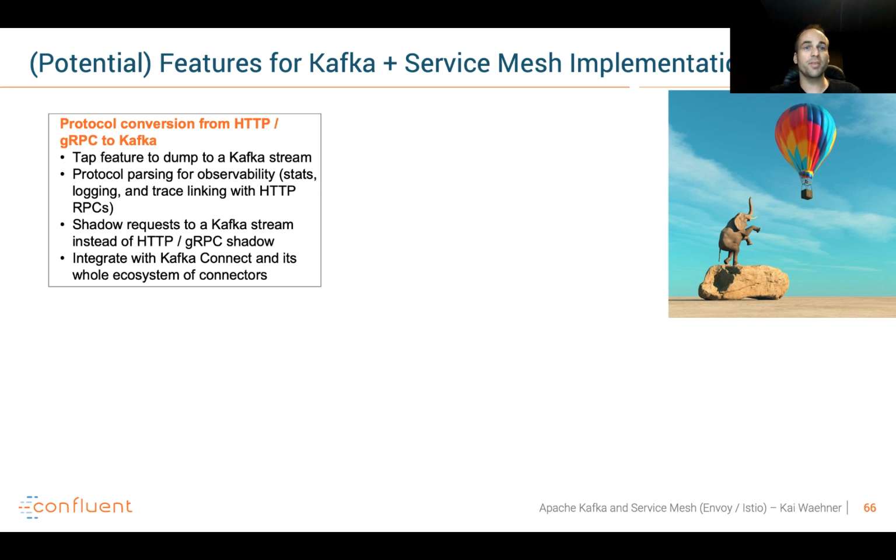The first part is protocol conversion from something like HTTP and gRPC, which is request response, to the streaming Kafka world. And this is what you could easily implement in a Kafka proxy for many different reasons. To dump it to a Kafka stream for logging, to do protocol parsing and then adding logging and other stats stuff, to shadow requests to Kafka instead of HTTP. You can also integrate it then easily with Kafka Connect and the whole ecosystem of connectors easily without having the hard coding from how to get HTTP stuff into Kafka Connect.